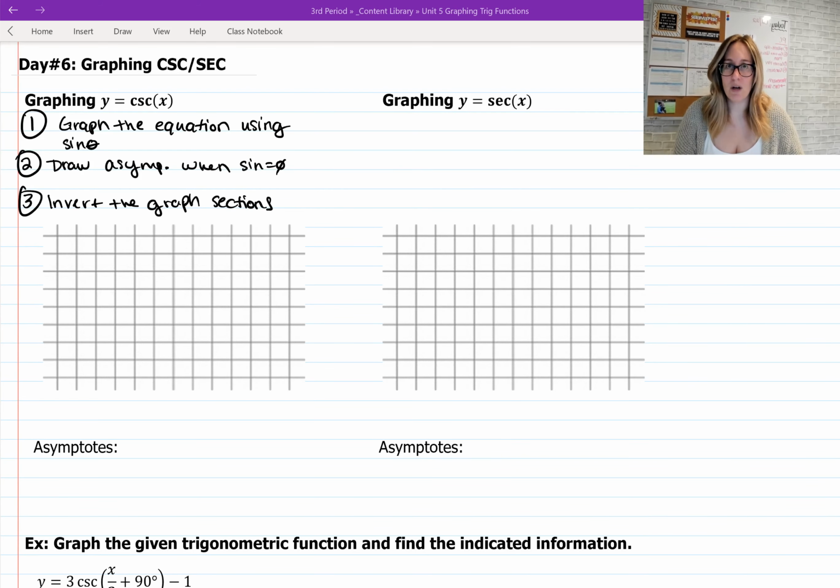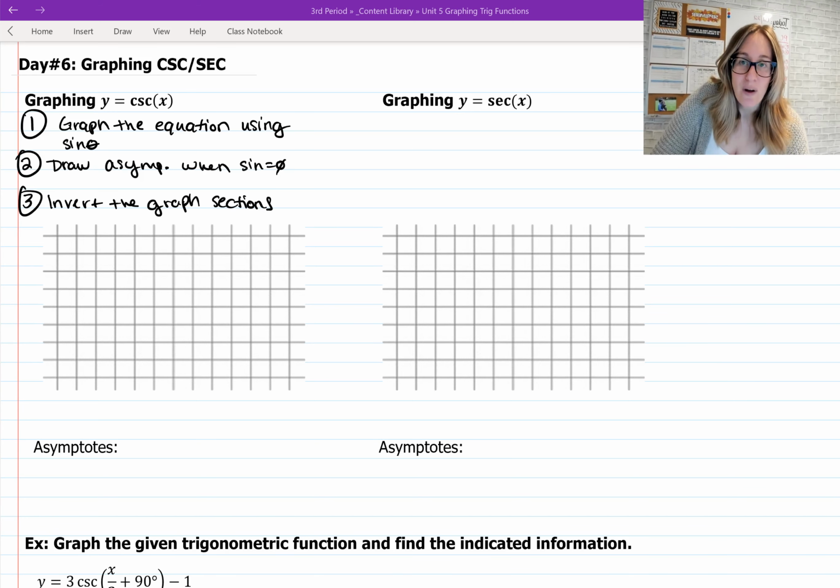Oh, hold on one second. Okay, so sorry, I had to step away for a second, so I forgot exactly what I was saying, but you invert the graph sections. Excellent.